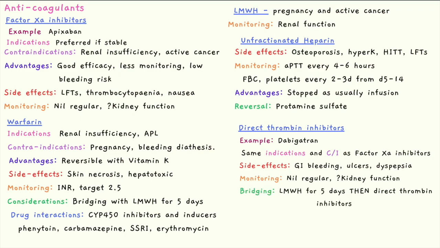Dabigatran and direct thrombin inhibitors generally are also initially procoagulant, so you need to do bridging with low molecular weight heparin for the first 5 days. But interestingly, for direct thrombin inhibitors, you don't give it at the same time, you give it 5 days after. With warfarin, you can give it at the same time.